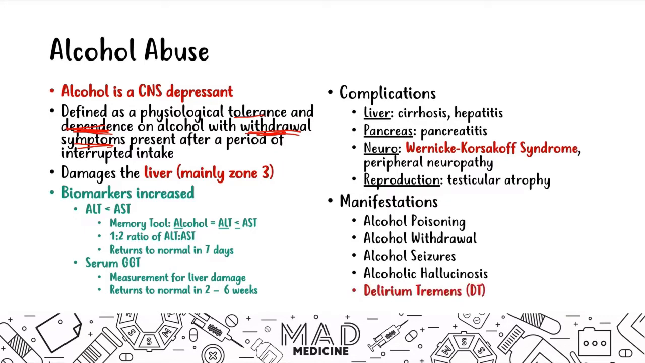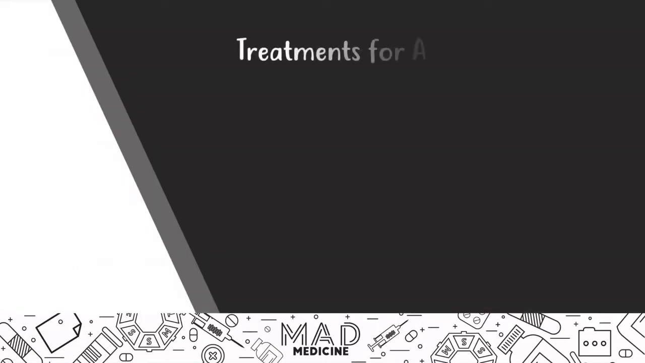Now, we have talked about detailed ways of preventing delirium tremens in the previous video by using supportive care, benzodiazepines, phenobarbital, and propofol. But in this video, we're going to be talking about preventing alcohol abuse in general. What are some longitudinal ways other than cognitive behavioral therapy? So, with that being said, let's talk about the treatments for alcohol abuse.